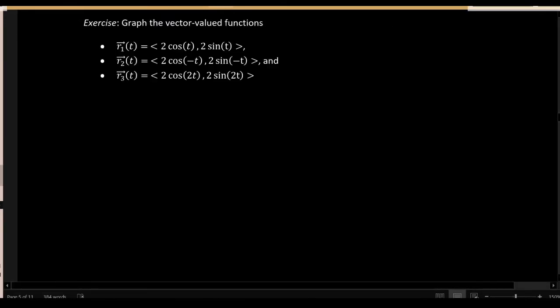Let's get some practice graphing the following 3 vector-valued functions. Now the first one that we have is exactly the same as the one that we had in the previous example. We had r1 of t, which was a circle of radius 2, traversed counterclockwise.